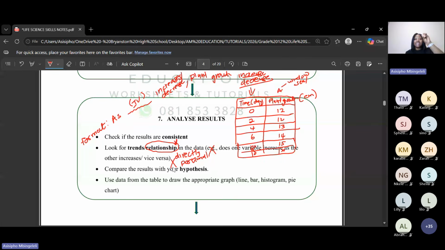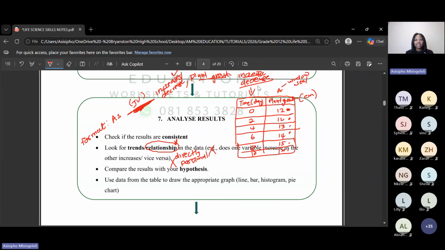Now, you need to substitute as the independent variable. If the independent variable is light intensity, your answer will say, as light intensity increases. How are you going to know whether it's increasing or not? You would have looked at the numbers going down. What is happening to the numbers? Are they increasing? Here, if we look, the days are increasing. Bad English, but you get what I'm saying. From day 0 to day 2, day whatever, the days are increasing. What is happening to the plant growth? The plant started at 12, then it moved to 12, 13, 14, 15, and 16. The plant growth was also increasing.